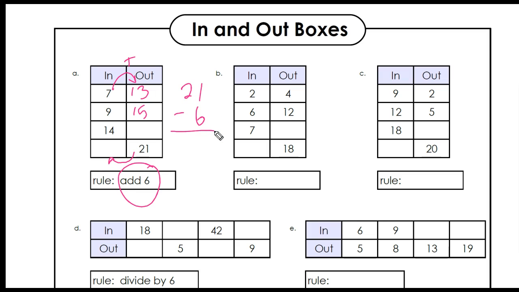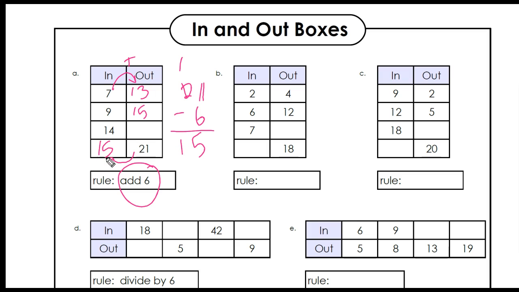1 minus 6? I can't subtract 6 from 1. I can't do that. Okay? I have to borrow from the 2. That makes it a 1. The 1 goes next door. Instead of 1, I have 11. 11 minus 6 is 5. And then 1 minus 0 is 1. So it would be 15 there.